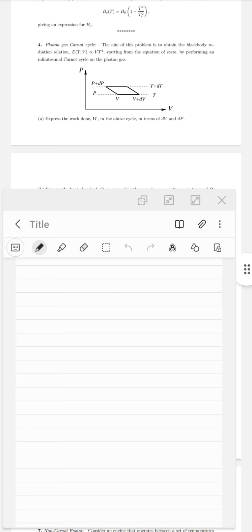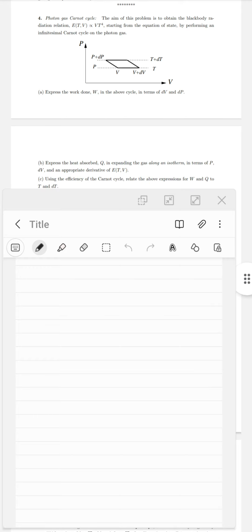So the fourth question is photon gas Carnot cycle. The aim of this problem is to obtain the black body radiation relation. Okay, so this is our aim. We want to obtain this relation, starting from the equation of state. Infinitesimal Carnot cycle, photon gas. This is a Carnot cycle, and it's infinitesimal. Fine, we don't really care.